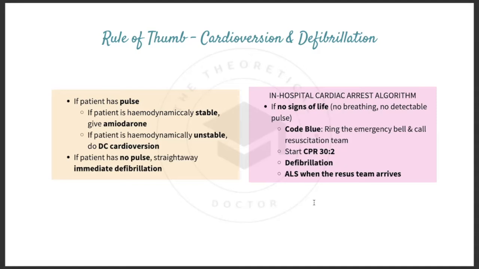Of course, you start with Valsalva maneuver and carotid massage, then amiodarone 6-12-12 IV bolus, followed by DC cardioversion if the patient doesn't improve. But if the patient is hemodynamically unstable to begin with, you proceed with a DC cardioversion. If the patient doesn't have a pulse, straight away proceed with immediate defibrillation.